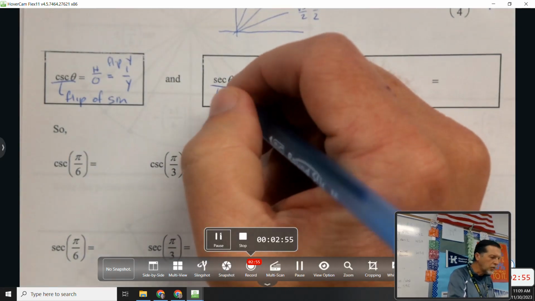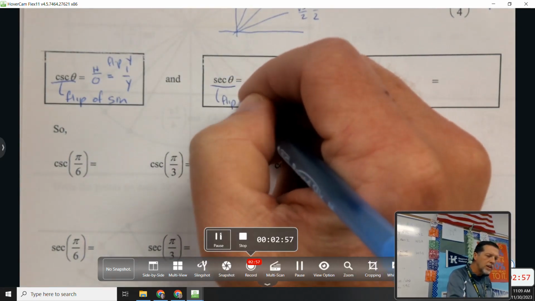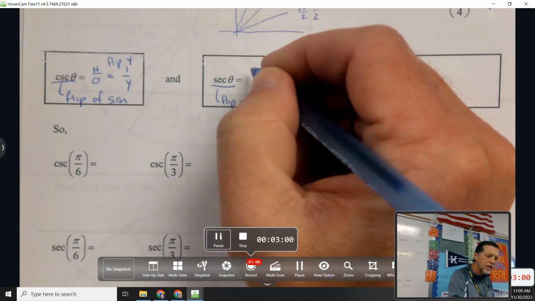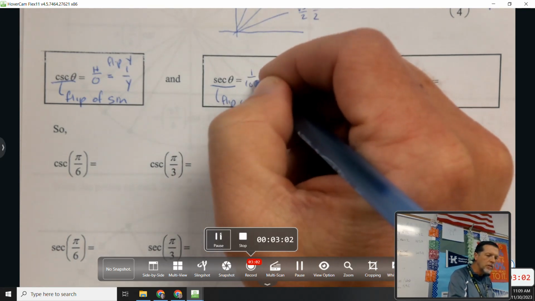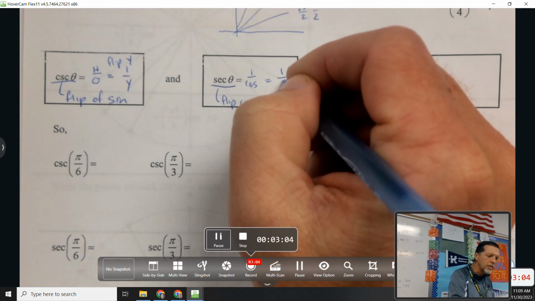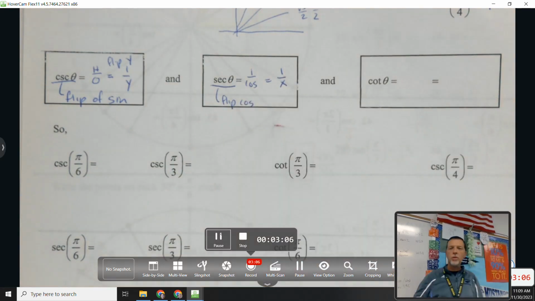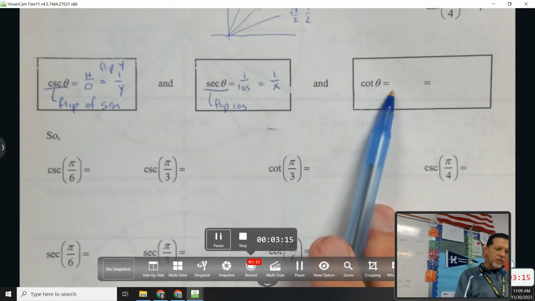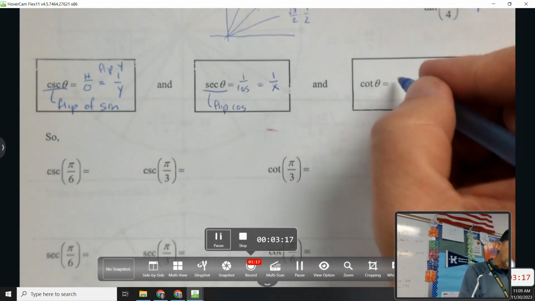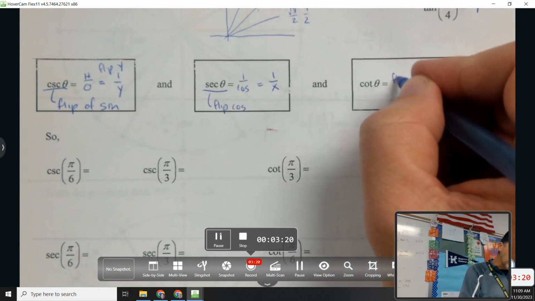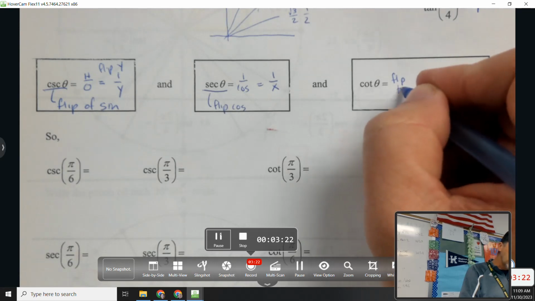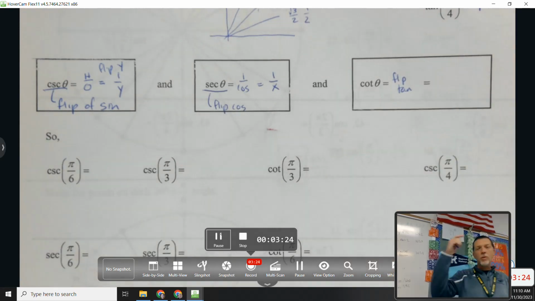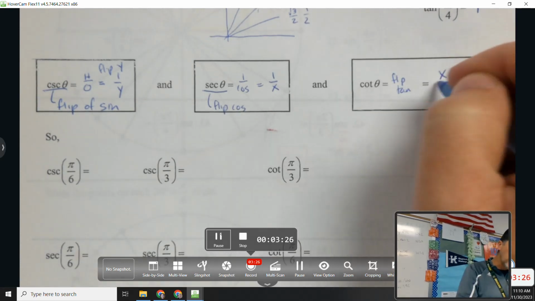Secant is partners with cosine. It's the flip of cosine. So 1 over cosine, or just 1 over the x-coordinate. Flip the x-coordinate over. Cotangent is the flip of tangent. That's how I think of it. Tangent is y over x, so cotangent is x over y.